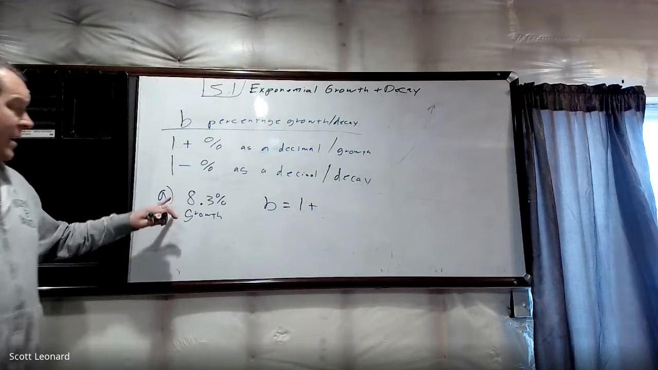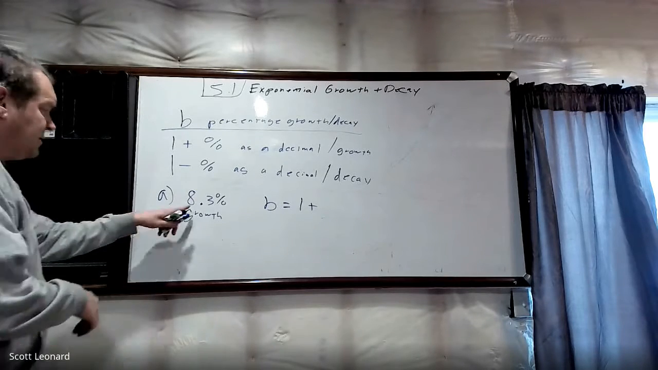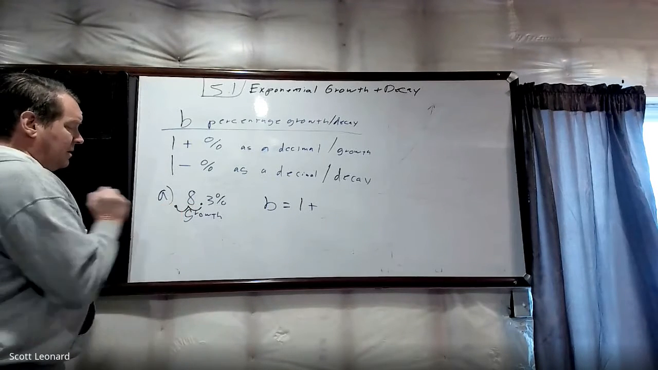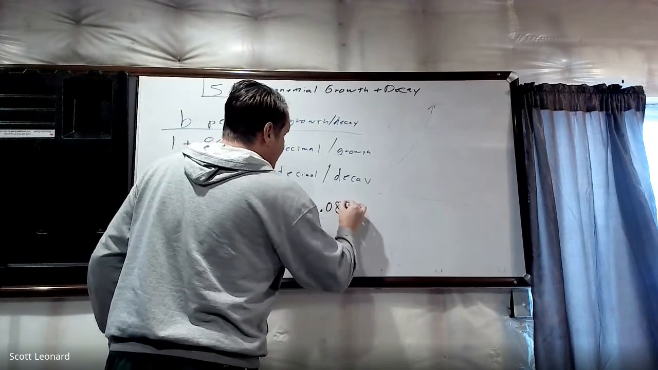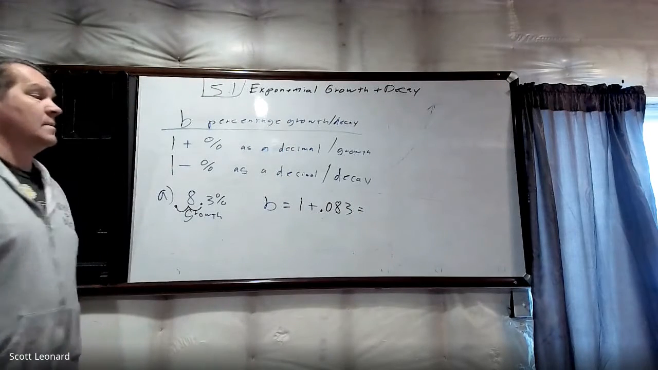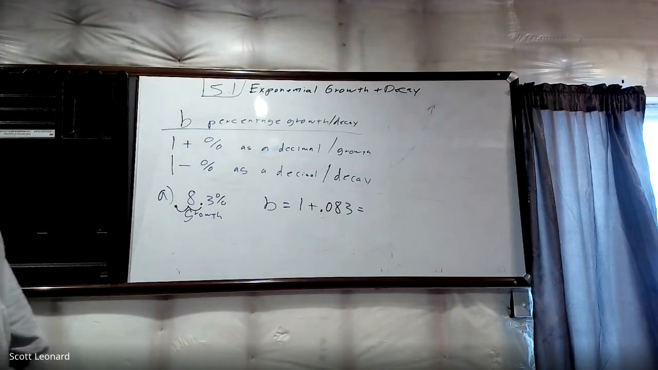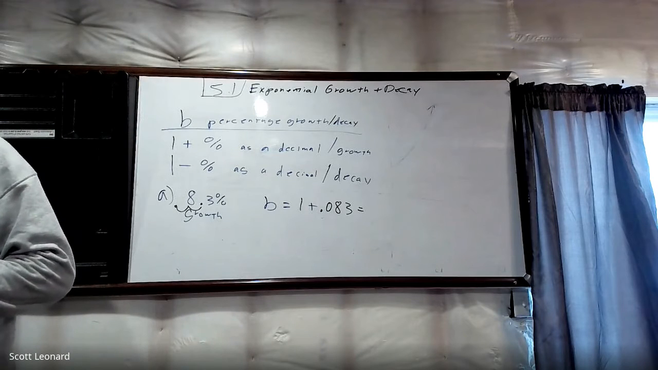Now, how do I write 8.3% as a decimal? How do I convert percentages to decimals? You move the decimal 2 to the left. So in this problem, I'm going to go 1, 2. Well, now I'm missing a number here, so I have to put in a 0. I'm going to put in 0.083. Pretty good. Now, I'd like you, without using a calculator, to add 1 plus 0.083.